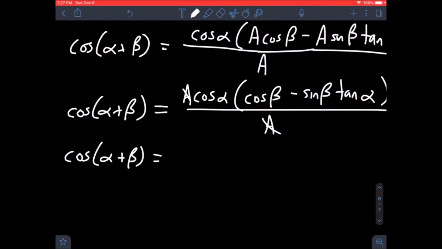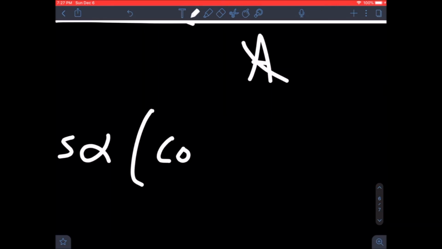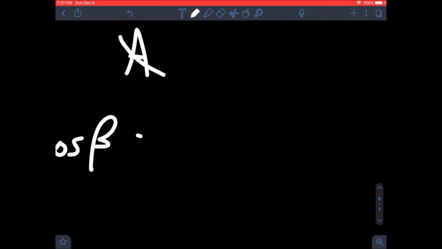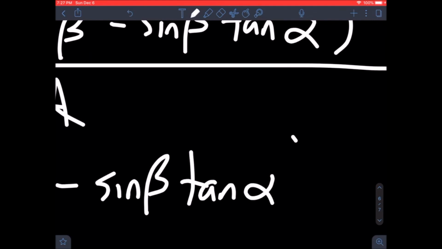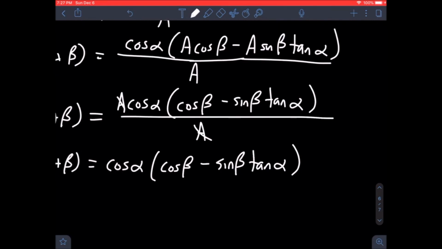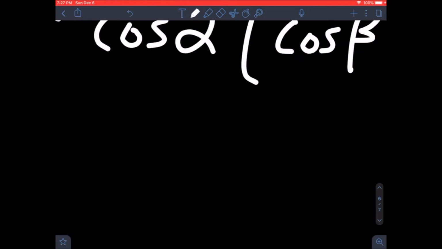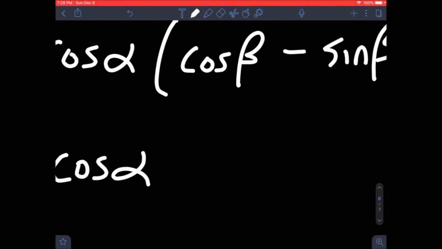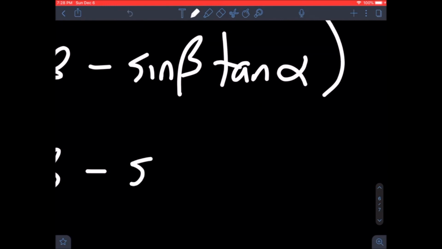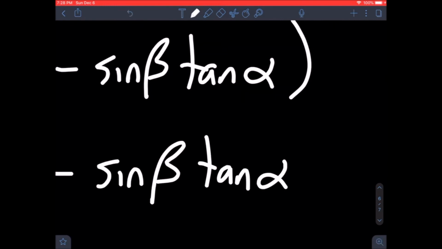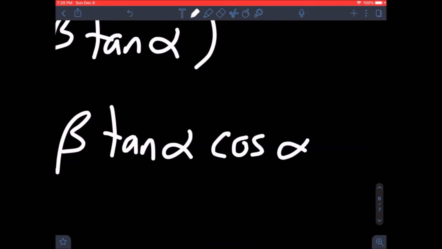What we're left with is just what's in the numerator, which is the cosine of alpha times the cosine of beta minus the sine of beta times the tan of alpha. All we have to do now is distribute cosine of alpha across this parentheses. If we do that, we get the cosine of alpha times the cosine of beta minus the sine of beta times the tan of alpha, multiplied by the cosine of alpha.